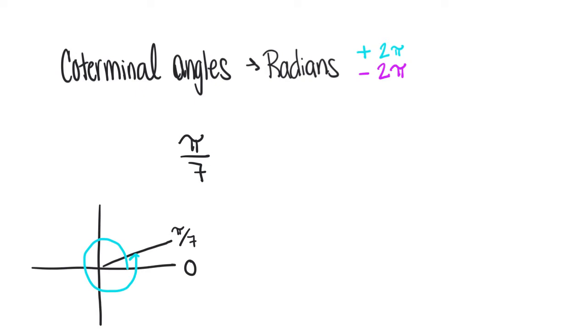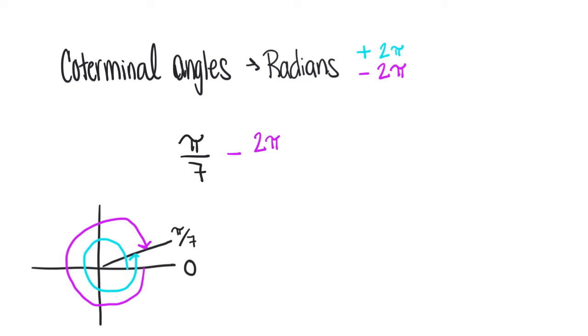If I subtract 2 pi, again, I'm just moving in the negative direction, but still ending up in that same location of pi over 7. So if I'm going to find the coterminal angle of pi over 7, the first thing I'm going to do is subtract 2 pi.